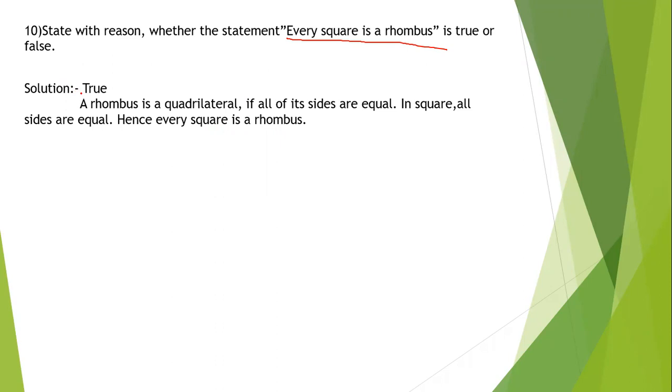First, you have to write whether it is true or false and then write the reason also. So I am repeating again. A rhombus is a quadrilateral if all of its sides are equal. In a square, all sides are equal. Hence, every square is a rhombus. Just go through the answer.